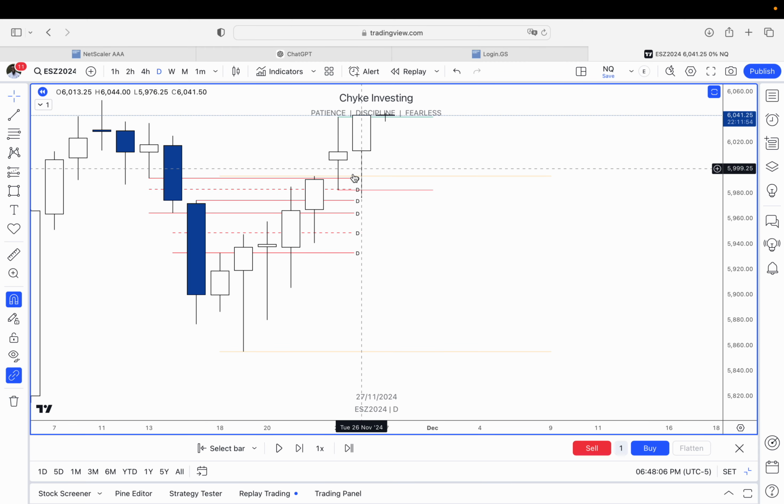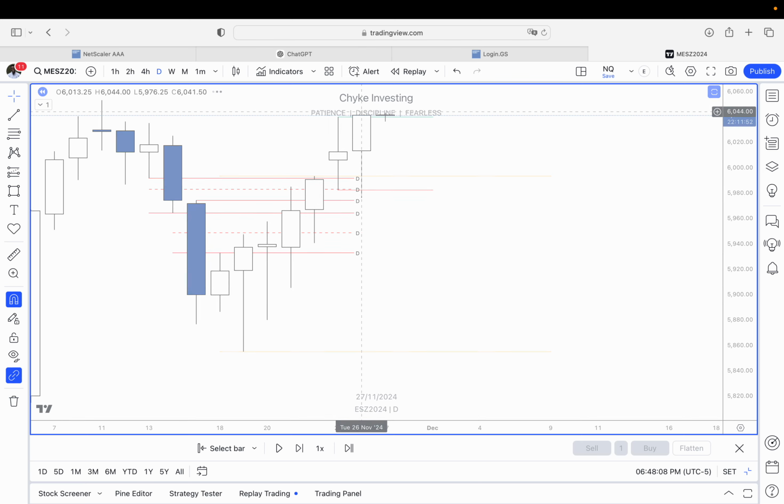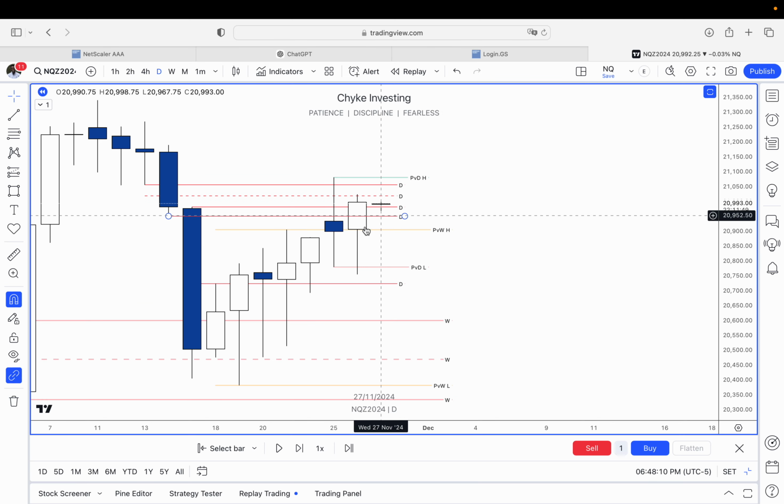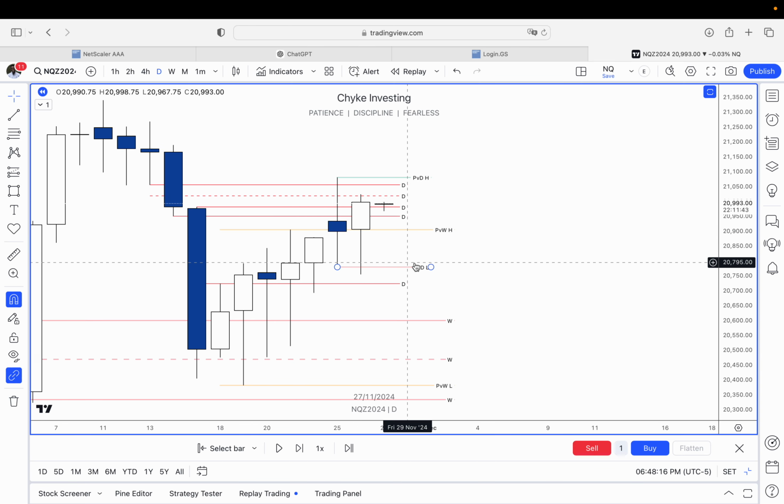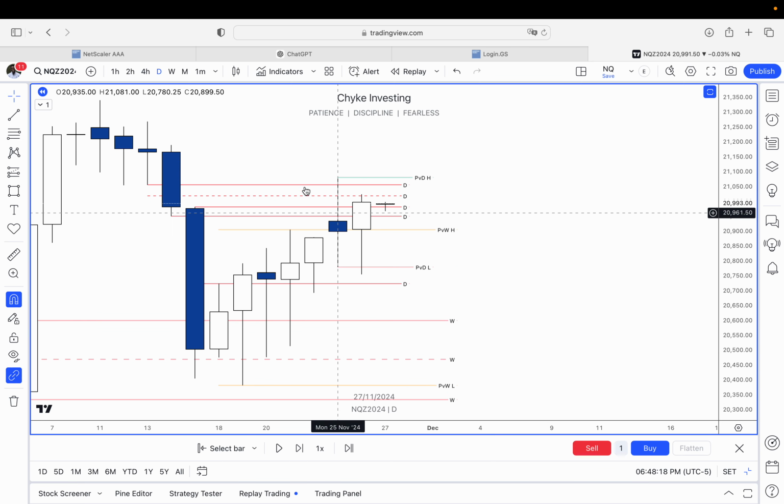ES just moved a lot more today than NQ upward. So if you were looking for a long setup, ES would have been your guy, but NQ is better for shorts right now. That's a pro tip that you should keep in mind. Okay, so that's what's happening on the daily profile so far.